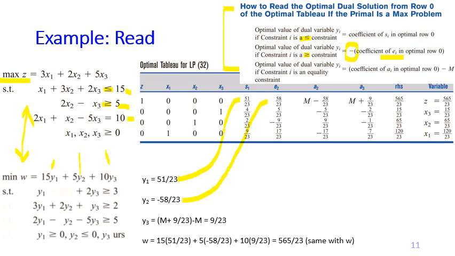Now the third constraint is an equality constraint. So we need to read the coefficient of A3. So this is the coefficient of A3, and what we do is we take that coefficient, but then we add minus M to that coefficient. So the result is 9 over 23. And then we can compute the W value, which is 565 over 23, and it is the same as the Z value here. What I meant is Z.